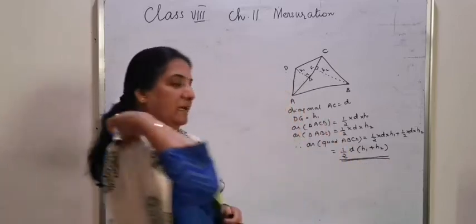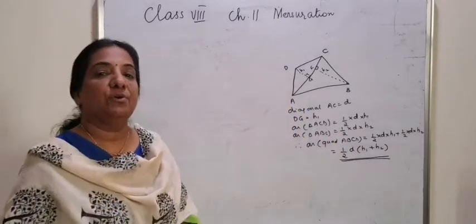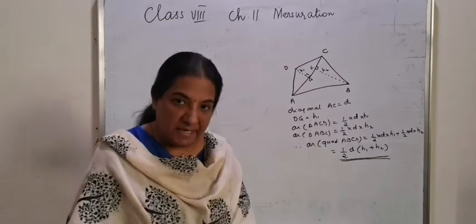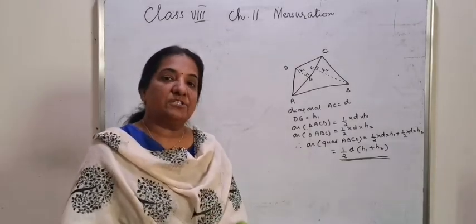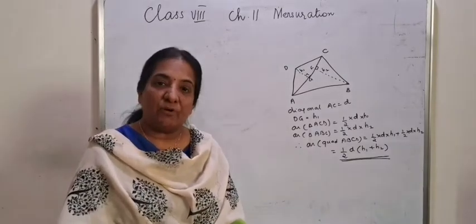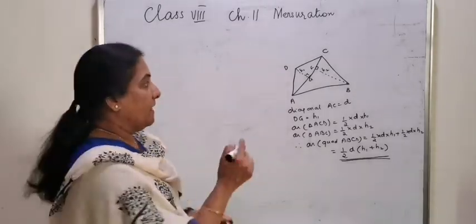Thus, for any quadrilateral, the area can be found out by dividing it into two triangles, and the area of the first triangle and second triangle can be found out separately.